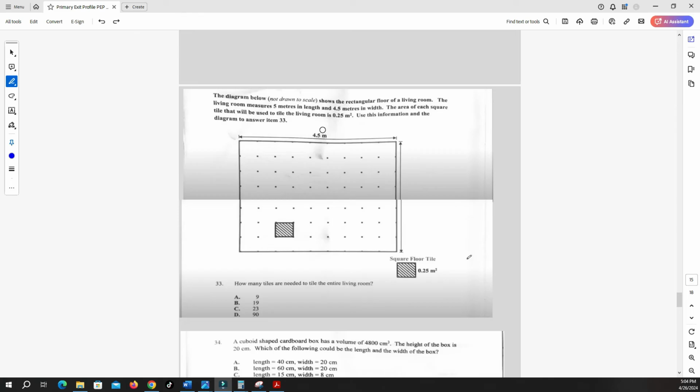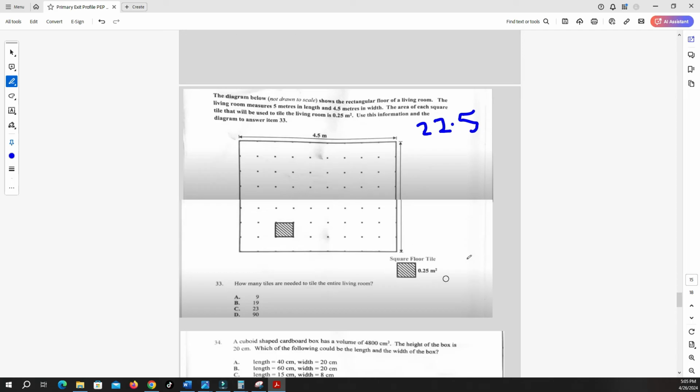So 5 times 4.5 would give you what? Let's see, 5 times 5, 25. Bring over the 2, 5 times 4 is 20, and 2. Okay, so that would be 22.5, right? And that would be what, meters squared.